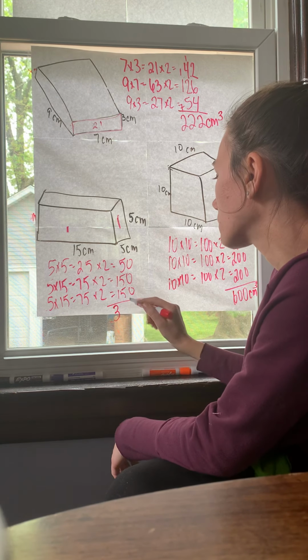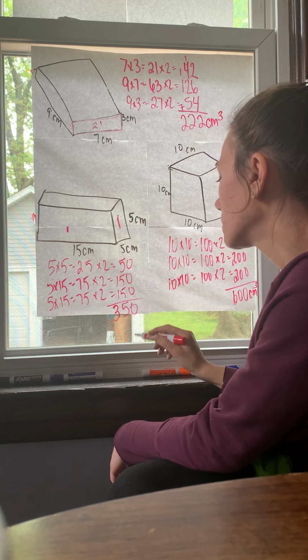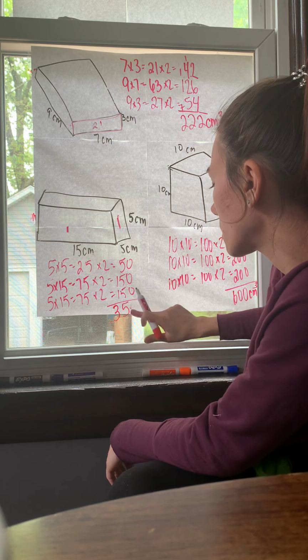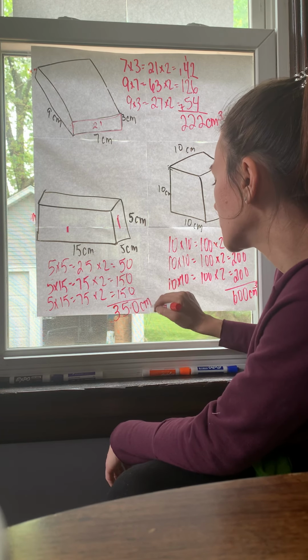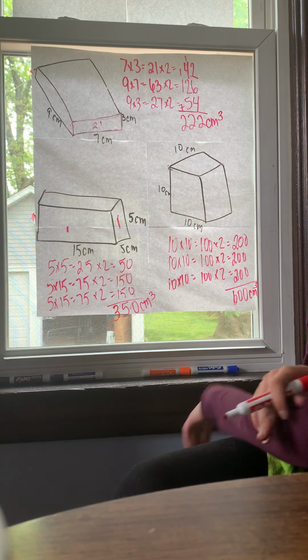This comes out to 350. So my answer is 350 centimeters, and it would be cubed.